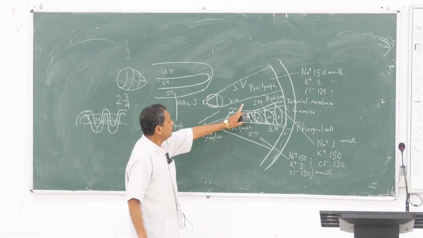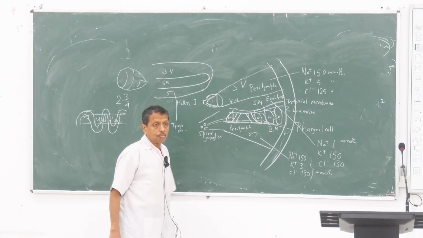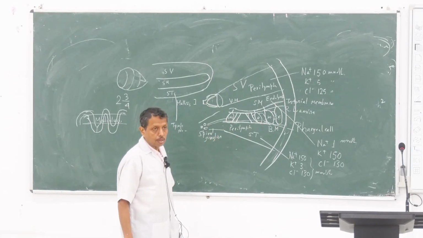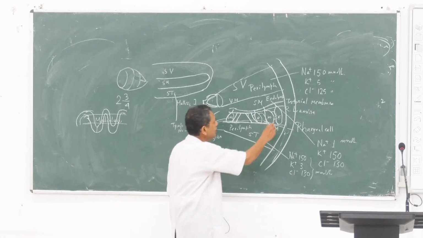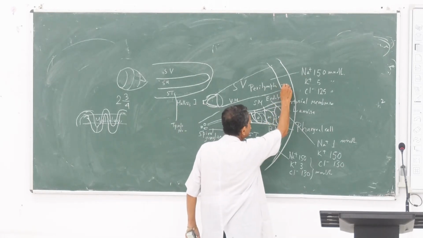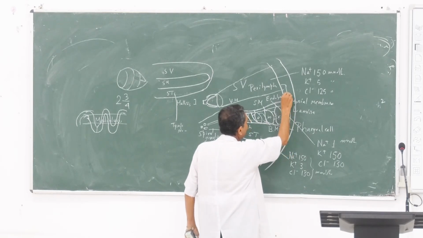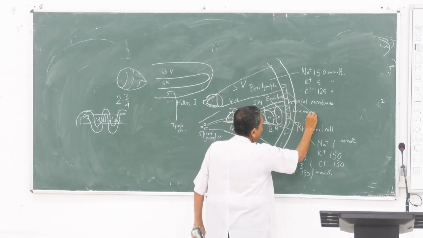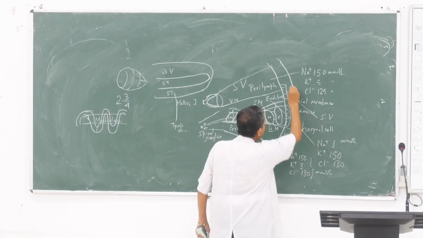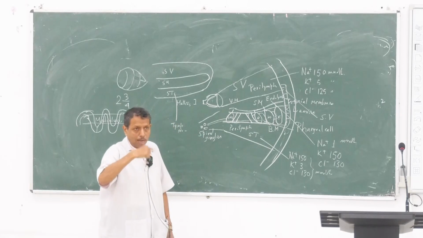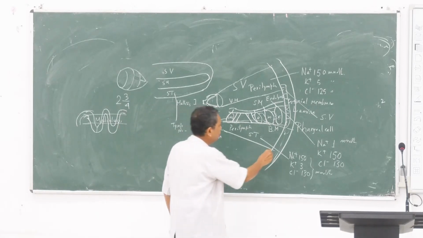So the endolymph is potassium rich, and this potassium is essential here. Potassium is secreted from the stria vascularis, a structure that secretes it, and the remaining part is the spiral ligament. It is called the spiral ligament.